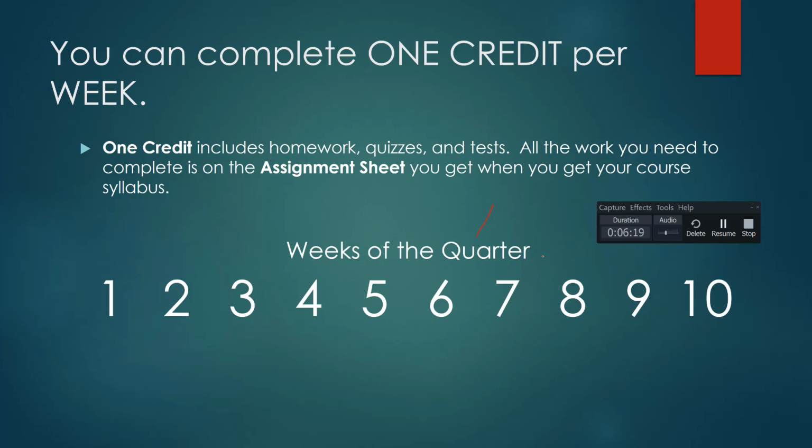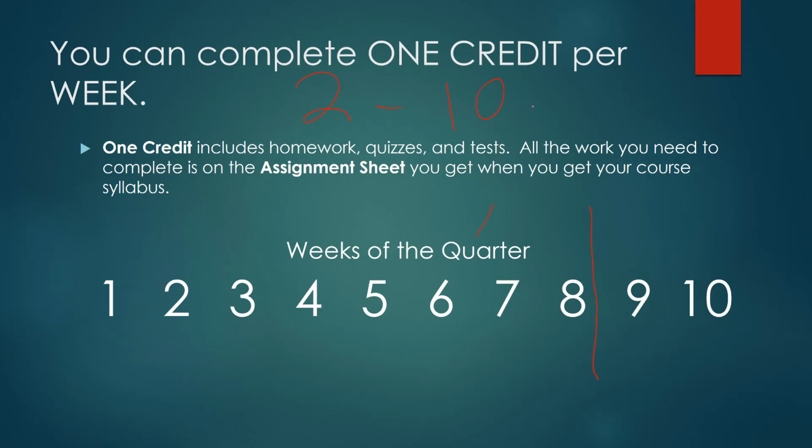Okay, let's talk a little bit more about the credit policy. There are 10 weeks in most quarters. In summer quarter, there are only 8 weeks. For example, this is summer quarter right now. If you are adding 2 credits of BSTEC 108, we'll just write that down right here, 2 credits of BSTEC 108.